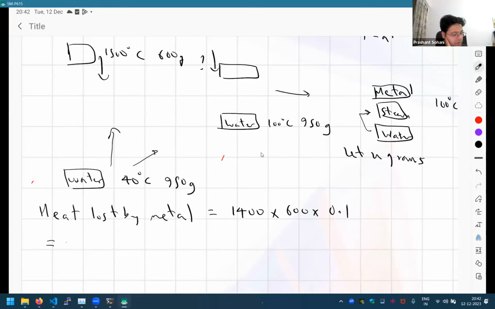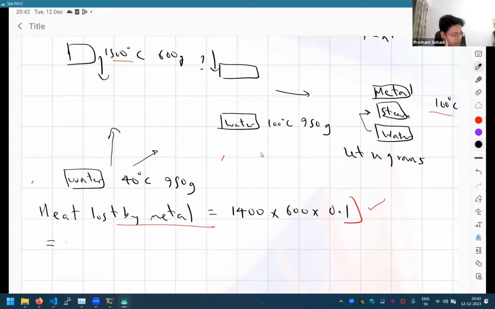No, but this is just the change. This line is only referring to the metal part. Here we are not looking at the water at all. So the metal is just going to cool from 1500 to 100 degrees. In that process, it is going to give off this much heat. Is that correct?